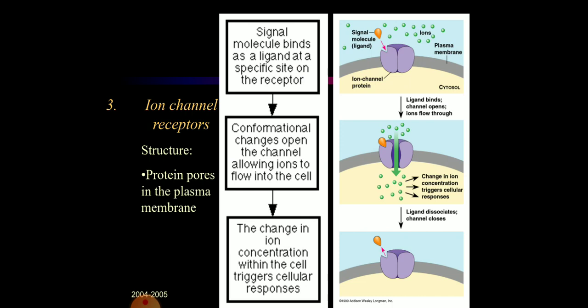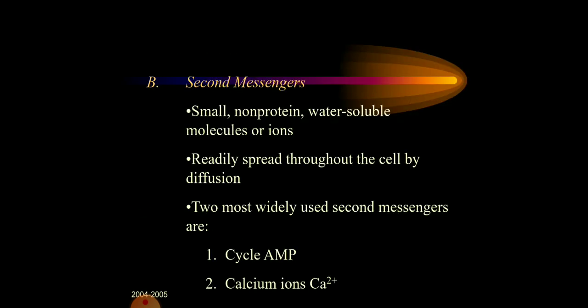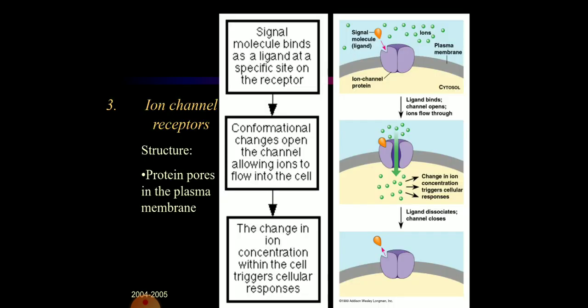Next comes the ion channel receptor. There are a few receptors like the NN receptor, that is the nicotinic neuronal receptor. There is a receptor like the GABA A receptor, which is a receptor for benzodiazepine, and certain receptors like glycine receptors, where we'll see the signal molecule binds as a ligand to the specific site of the receptor.